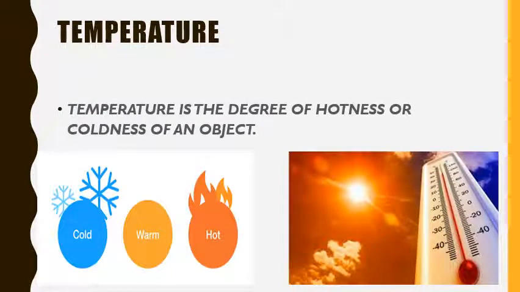An object becomes hot on heating and becomes cool when it is left at room temperature or we leave it for some time in a refrigerator. We can feel how hot or cold an object is by touching it. But we can only say that something is cold, warm, hot or very hot. We cannot say exactly how hot or how cold it is. So, what is temperature? Temperature is the degree of hotness or coldness of an object.